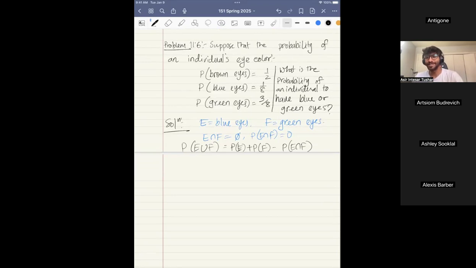Now, if this is the formula, then this part equals 0. So it's just going to be the probability of E plus the probability of F. And the probability of E means just blue eyes, which is 1/8. The probability of F means green eyes, which is 3/8. So it's going to be 4/8, or half, the answer.